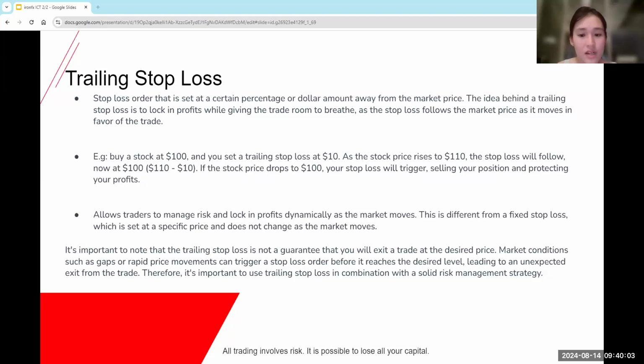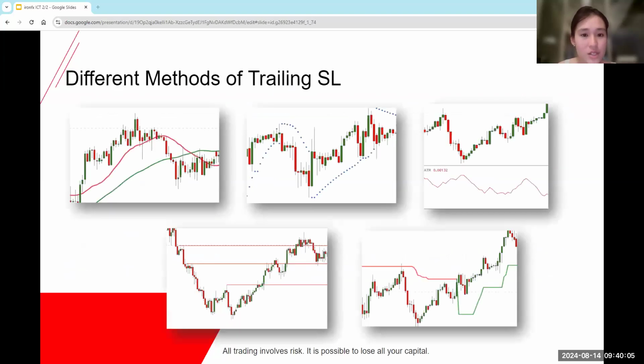Okay, let's look at the different indicators that you can use now. First, we use the moving average indicator. We use parabolic SAR, chandelier, ATR, support and resistance levels, and also a combination of all of these methods.